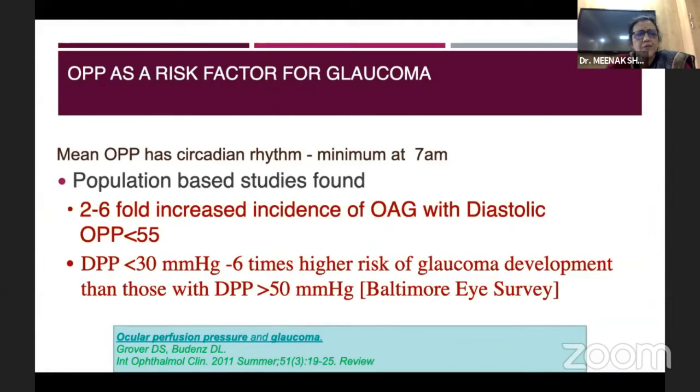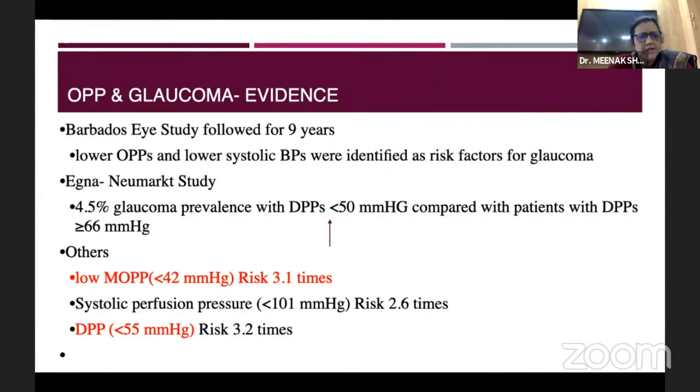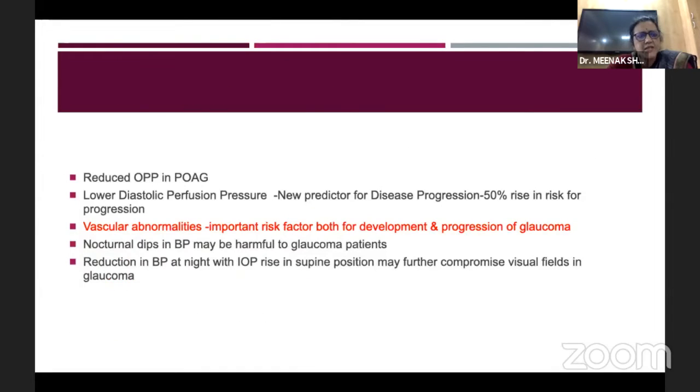IOP is normal. There are many population-based studies which have found a 2 to 6-fold increase in the incidence of open-angle glaucoma, with the diastolic OPP being less than 55. And this is substantiated by many other population-based studies. Also, the ocular perfusion pressure is reduced in POAG. There is a lower diastolic perfusion pressure, which is a new predictor for disease progression. There is a 50% rise in risk for progression.